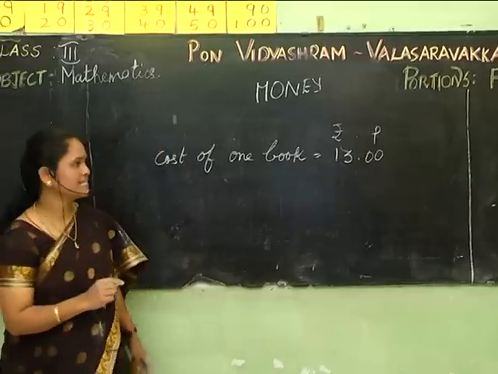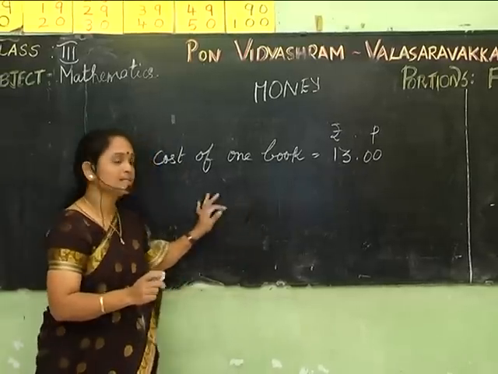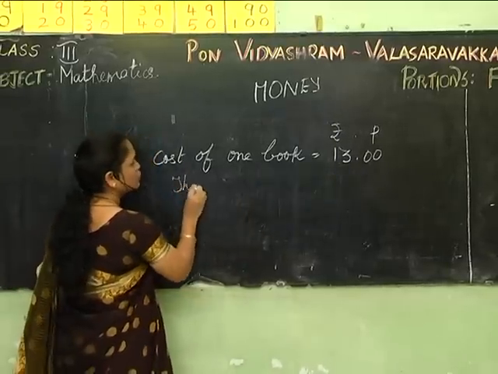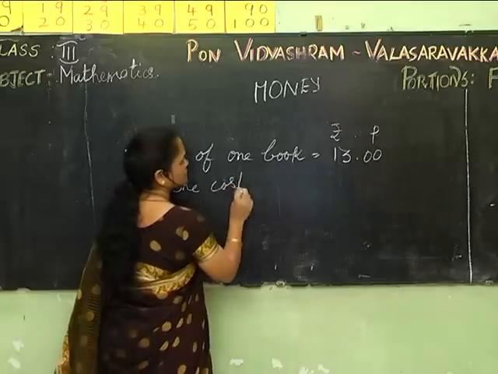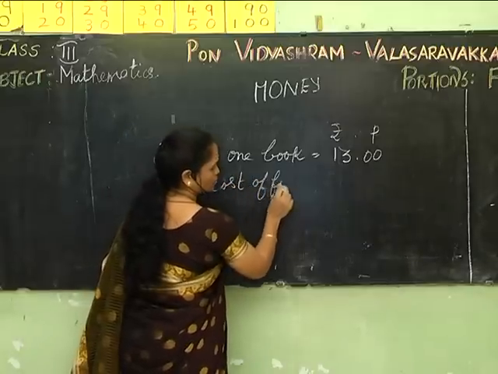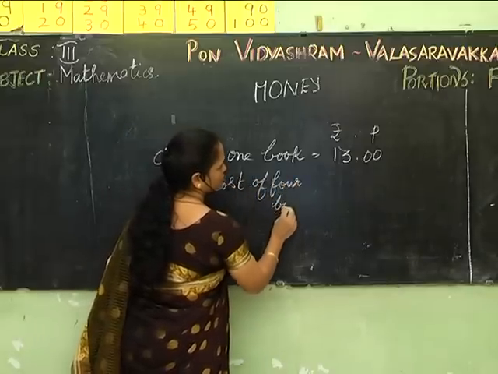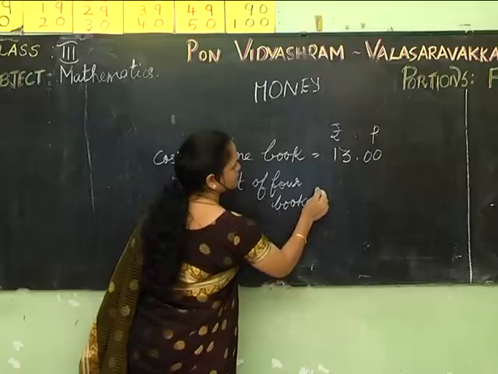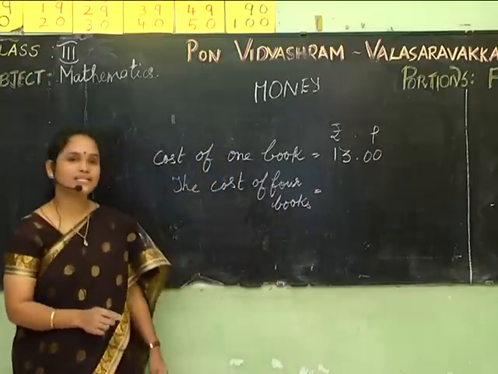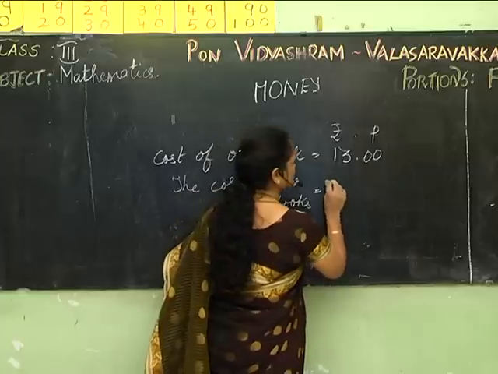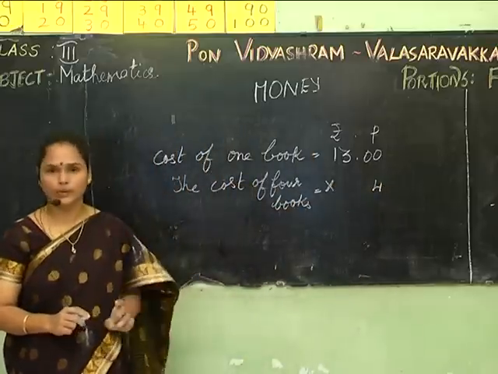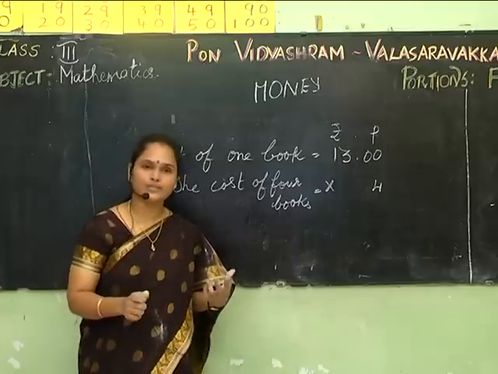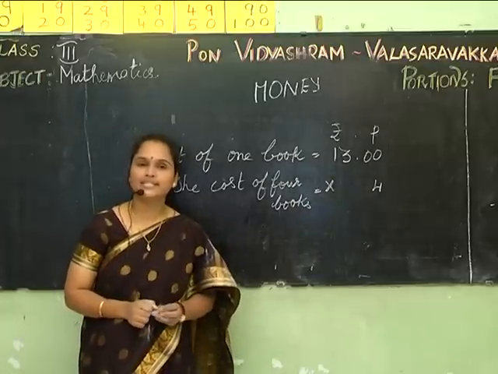Cost of one book is 13 rupees. What is the cost of 4 books? You want to know the cost of 4 books. Here you have to multiply the number with the amount of one book. Multiplication is nothing, as you all know, it is only repeated addition.